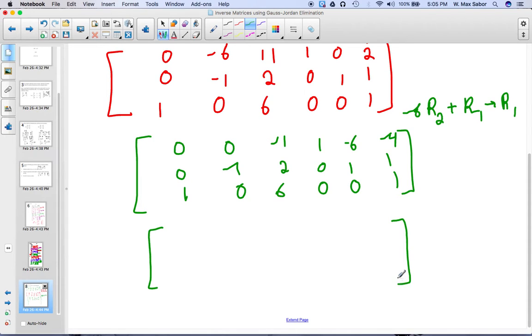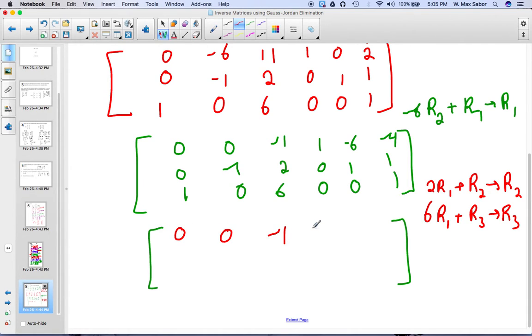Now, let's see. Oh, we can add multiples of the first row to the other 2 rows. So if I add 2 times row 1 to the second row, that'll be nice, because then this will become 0. If I add 6 times the first row to the third row, that'll be nice as well. So now we have 0, 0, -1, 1, -6, -4.